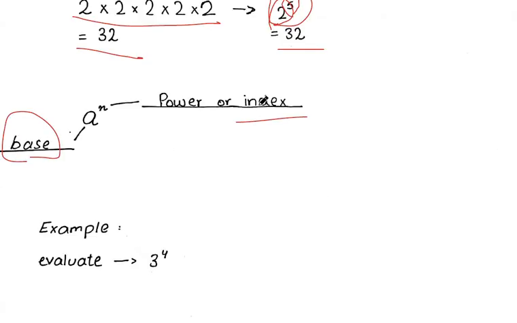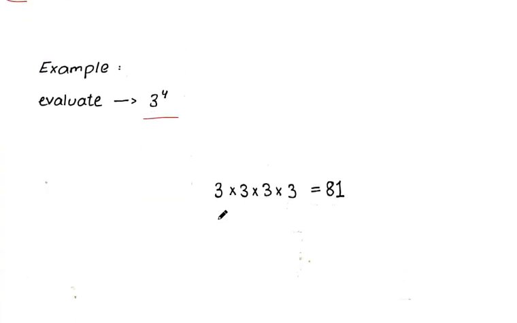Now, if you have been tasked to evaluate 3 to the power 4, keep in mind this simply means multiplying 3 with itself 4 times, which gives us the answer of 81.